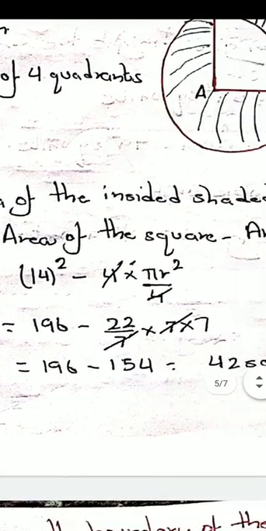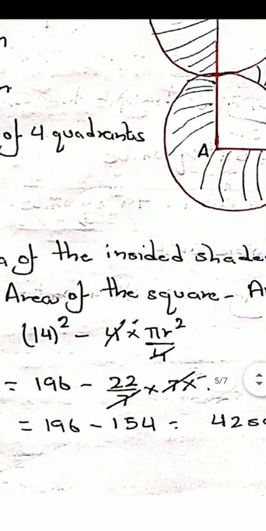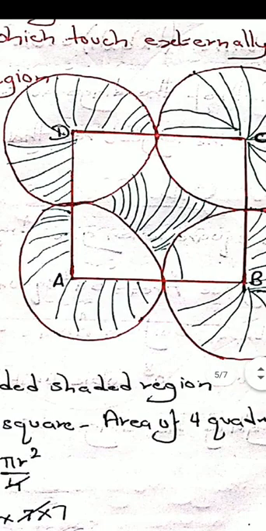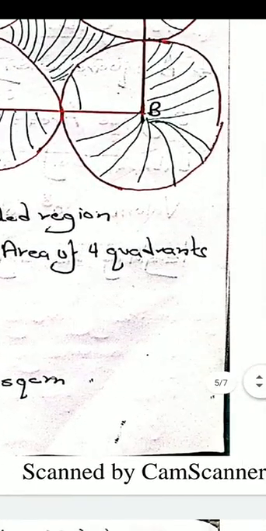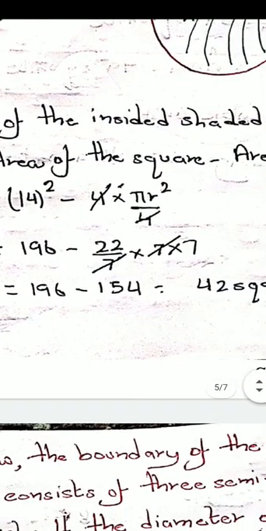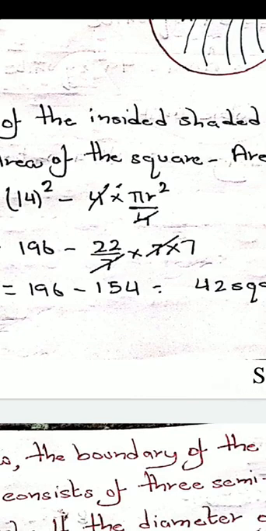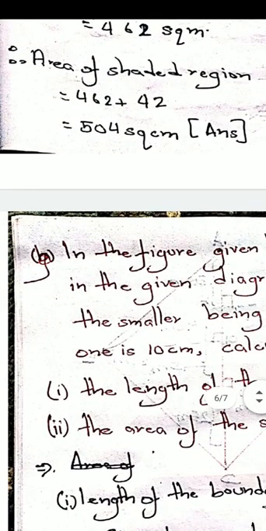So after this, I need to calculate area of the inside shaded region, which will be equal to, I have told you, area of the square minus area of the 4 quadrants. So that will be equal to 14 square minus 4 into pi r square by 4. So that is 196 minus 22 by 7 into 7 into 7, that is 196 minus 154, that is 42 square centimeter. So area of shaded region is nothing but we need to add those two things. 462 plus 42, that happens to be 504 square centimeter.